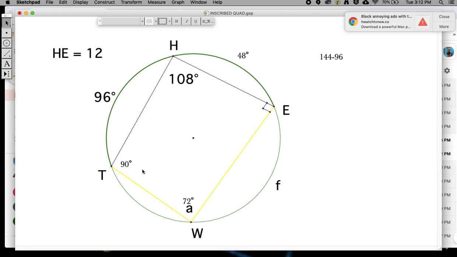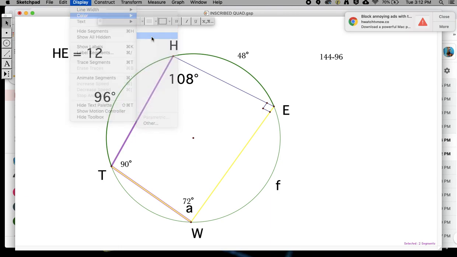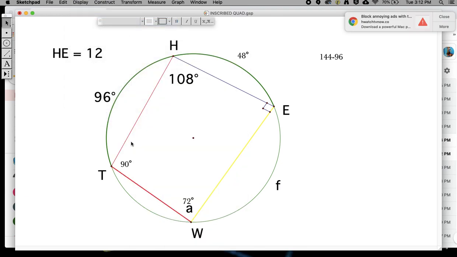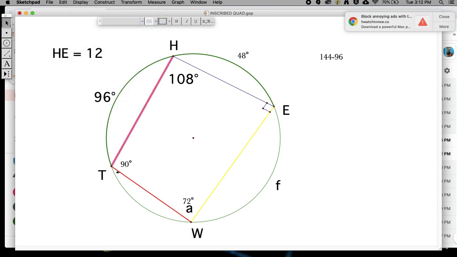Now, looking at the 90 degree, we can find most of the other angles. Right here, this guy is 90 and that guy is 90. If I were to highlight the arcs that make up this guy, I'm going to go to display and change the color. That's still yellow. I didn't mean for that to happen. I'm going to go to the second one. I'm going to make this thick, so we can construct the line thick.